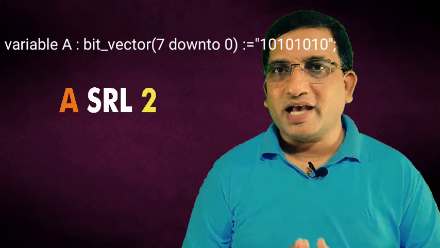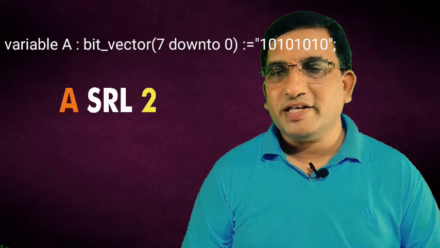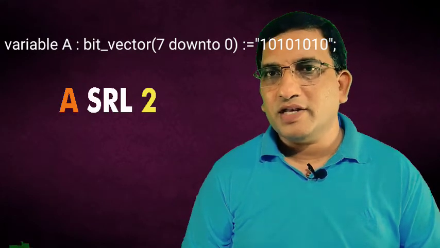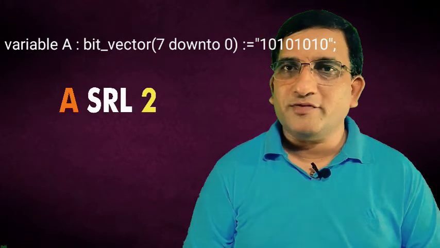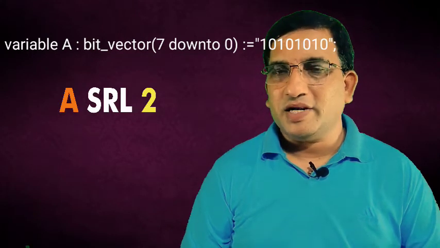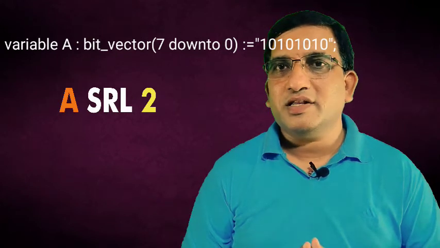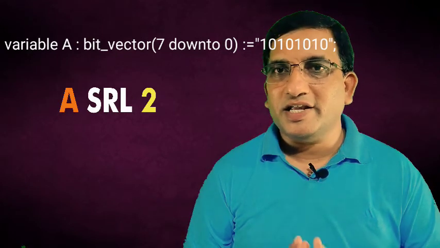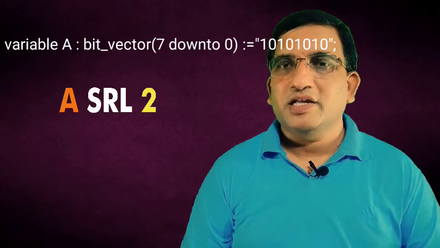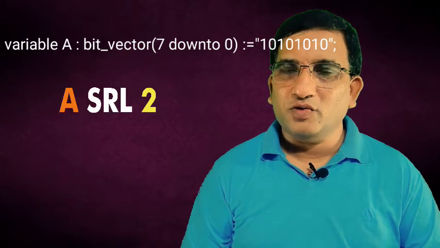That 2 indicates that I have to shift my data by 2-bit positions. If I have to shift the data to the left or to the right by 1-bit position, I will put the value 1. Or if I have to shift to the left or right by more than 2 bits, you can have any number of bits. But as my data is having only 8 bits, the integer value that you specify to the right of this operator should not exceed 8. So you have to remember that.